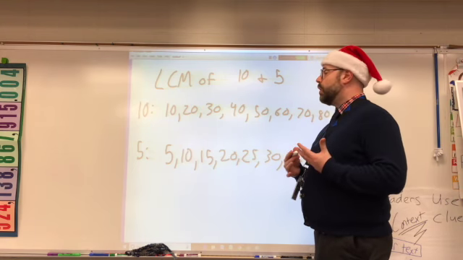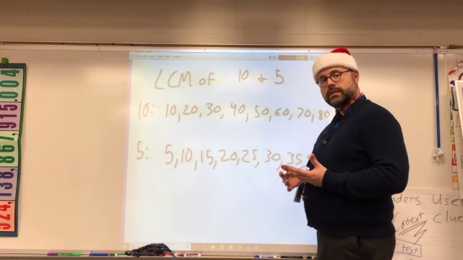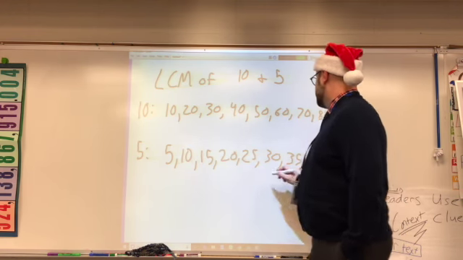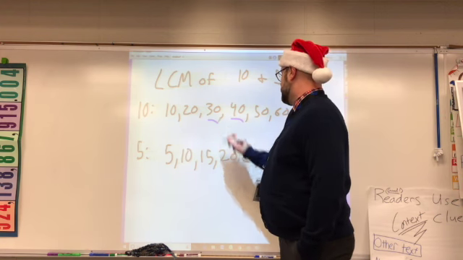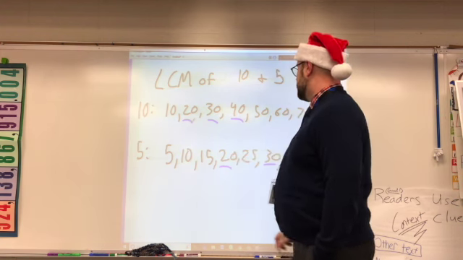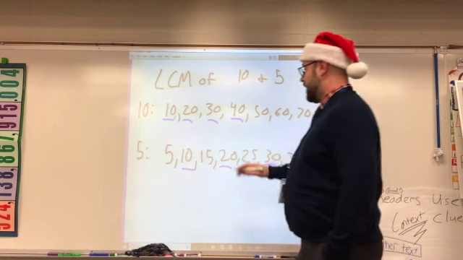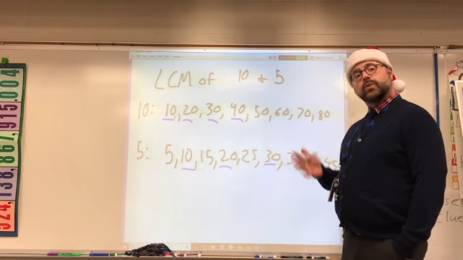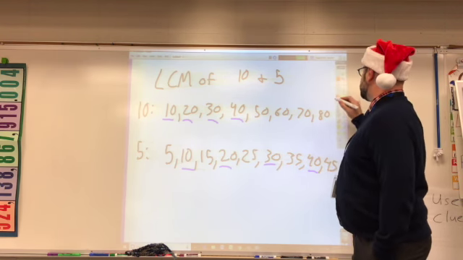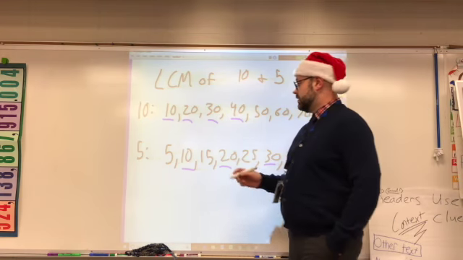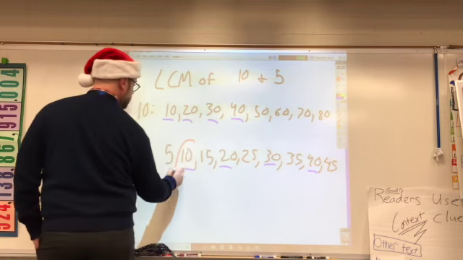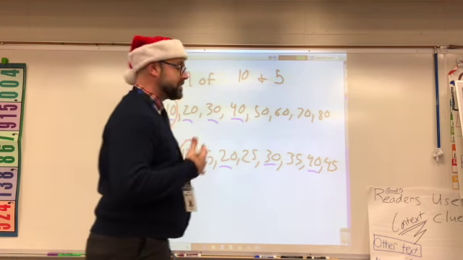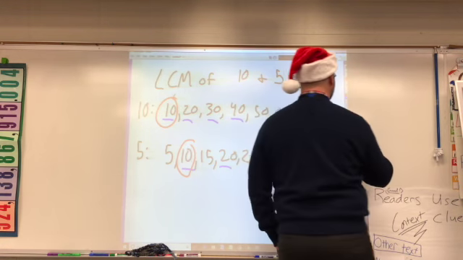Remember, least means smallest. So I see that 40, 30, 20, and 10 are all numbers that they have in common. Which one is the smallest, though? Which one is the least? What is the least common multiple? 10, right? 10 is the least common multiple. It's the smallest number that they both have in common.